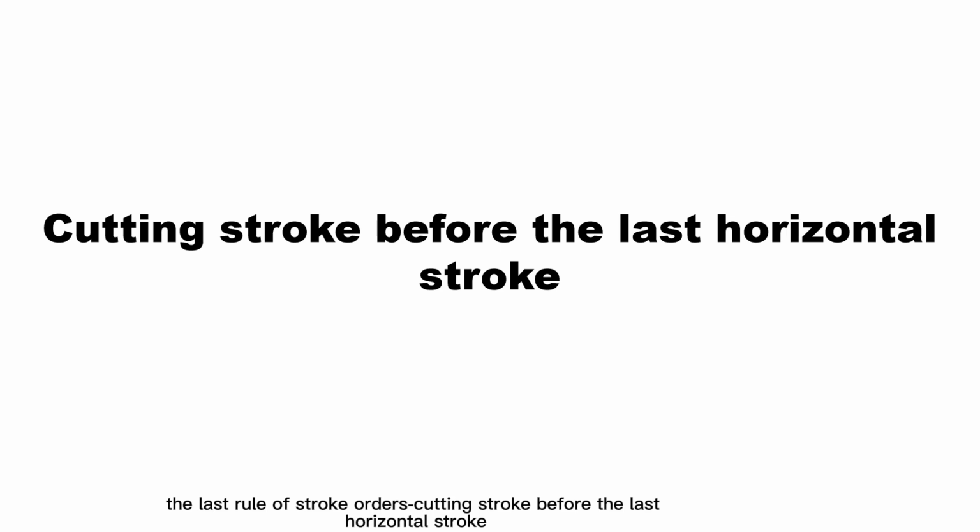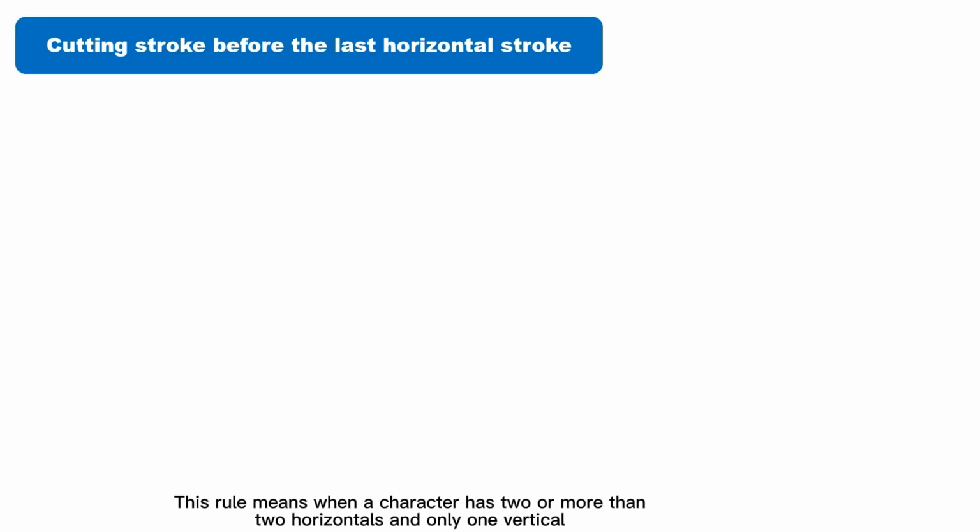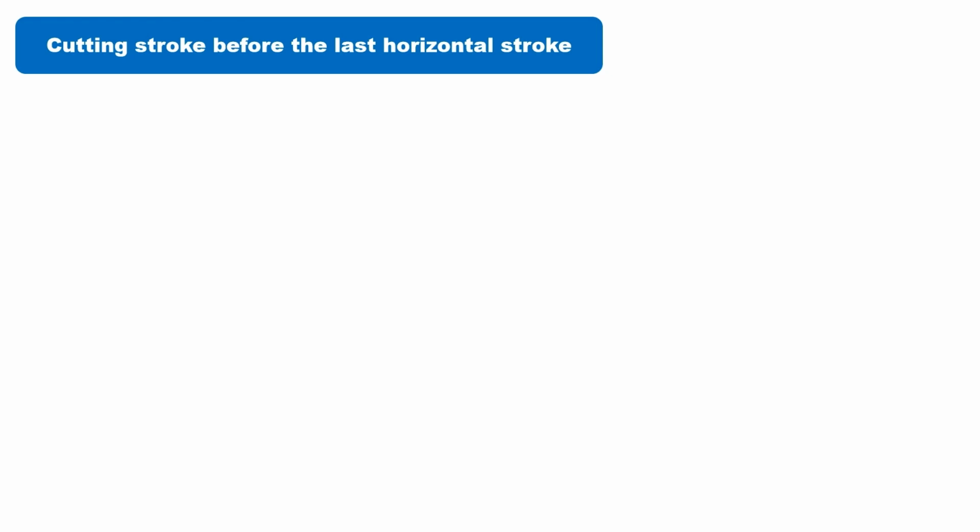The last rule of stroke orders is cutting stroke before the last horizontal stroke. This rule means when a character has 2 or more than 2 horizontals and only 1 vertical, we need to write the stroke vertical before we write the last horizontal.